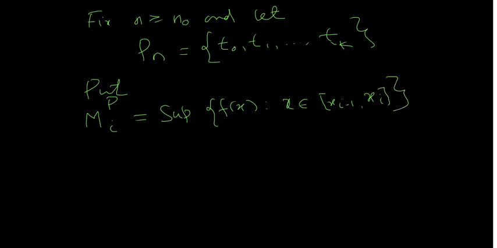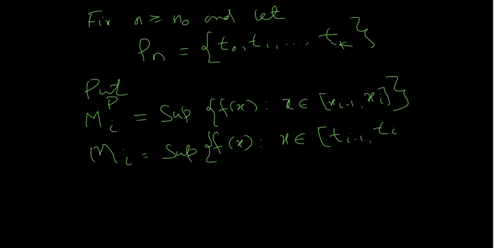And let's denote this capital Mi. It is the supremum of f(x) with respect to this partition Pn, f(x) such that x belongs to the ith subinterval [t_{i-1}, t_i]. Here 1 is less or equal to i, less or equal to m, because it has m plus 1 points, and here 1 is less or equal to i, less or equal to k, because here we have k plus 1 partition points. And in a similar way we define small mi^P.